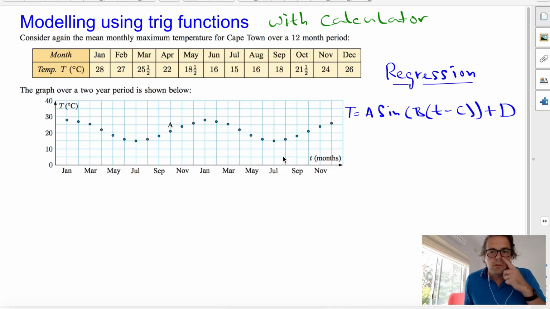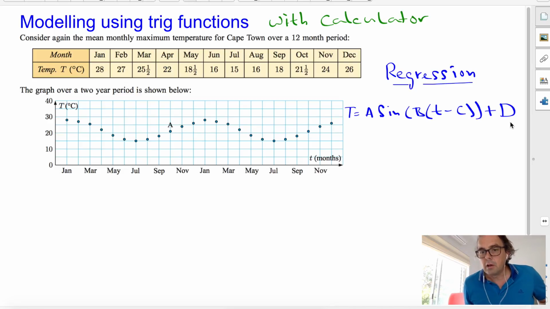Hi guys, in this video we will use the same data as before to model the mean monthly maximum temperature for Cape Town. So we will create a sine model for this data. Now remember that we did it by hand, and the model that we used was t equals a sine b(t take c) plus d. And I hope you still remember what A, B, C, and D did.